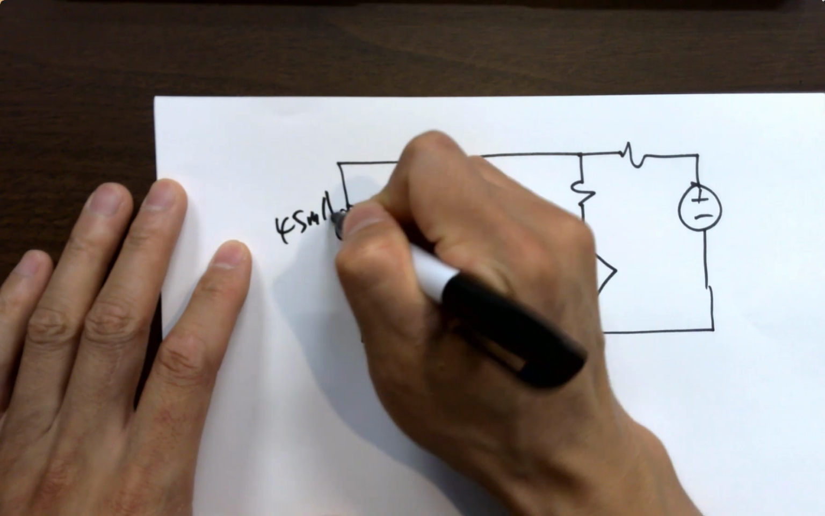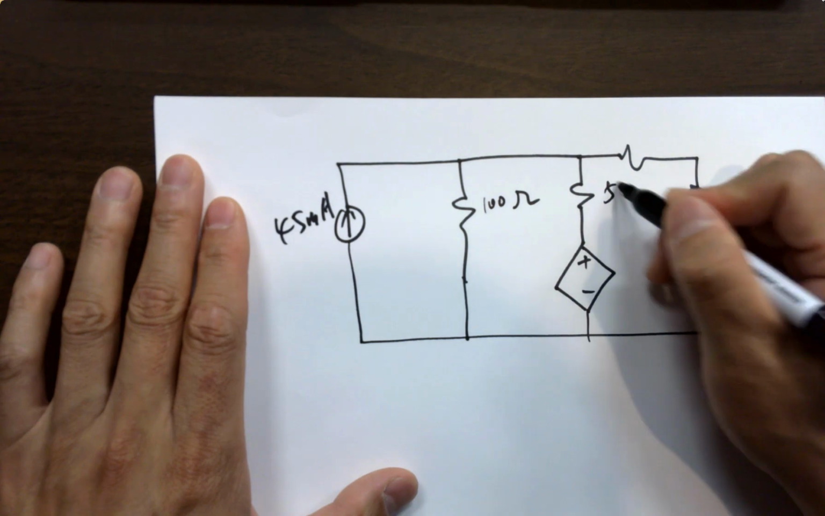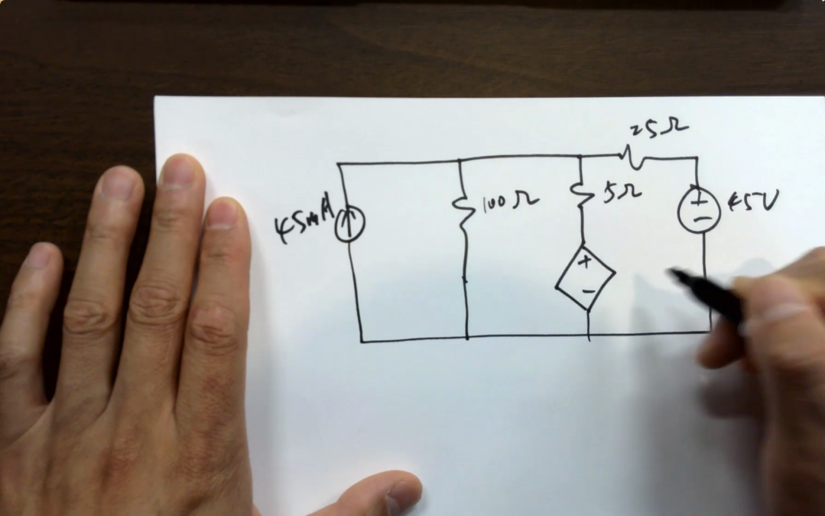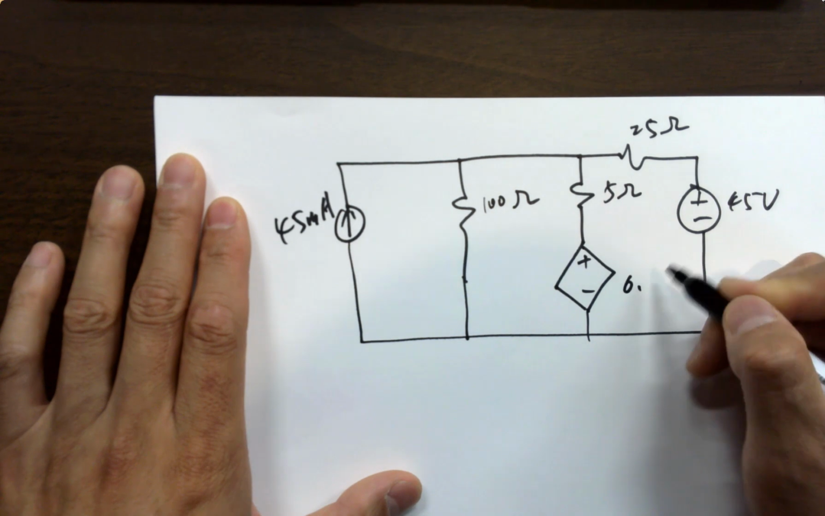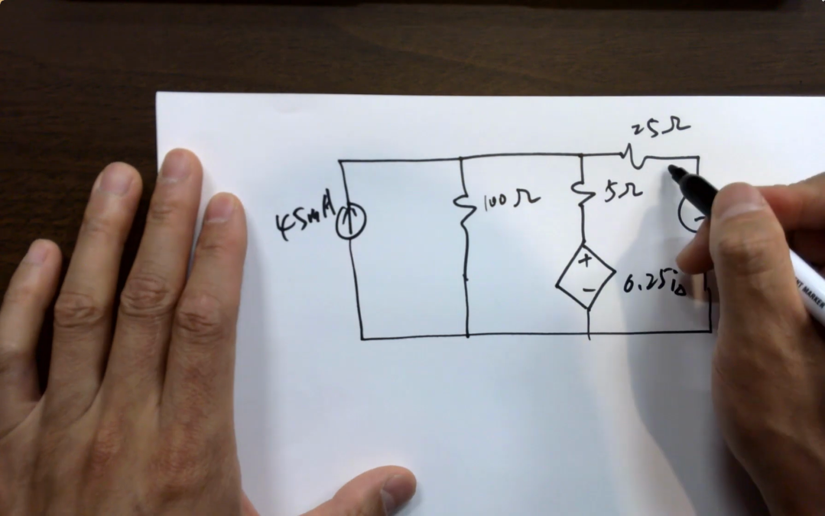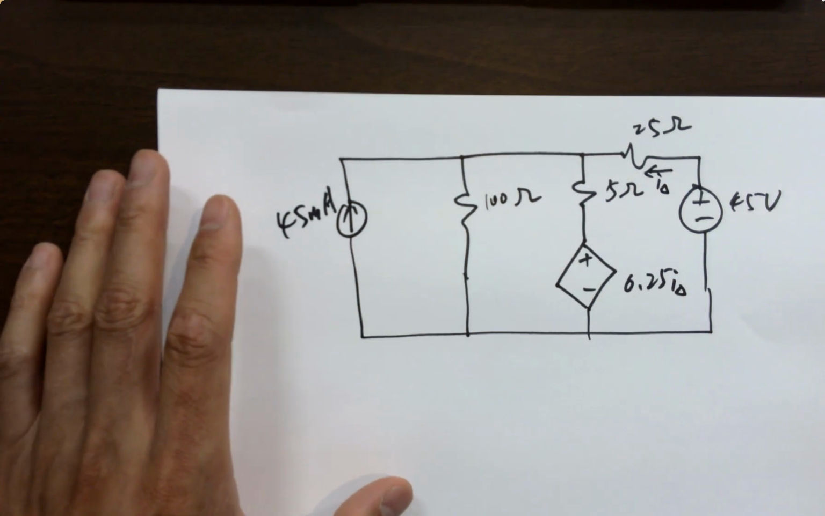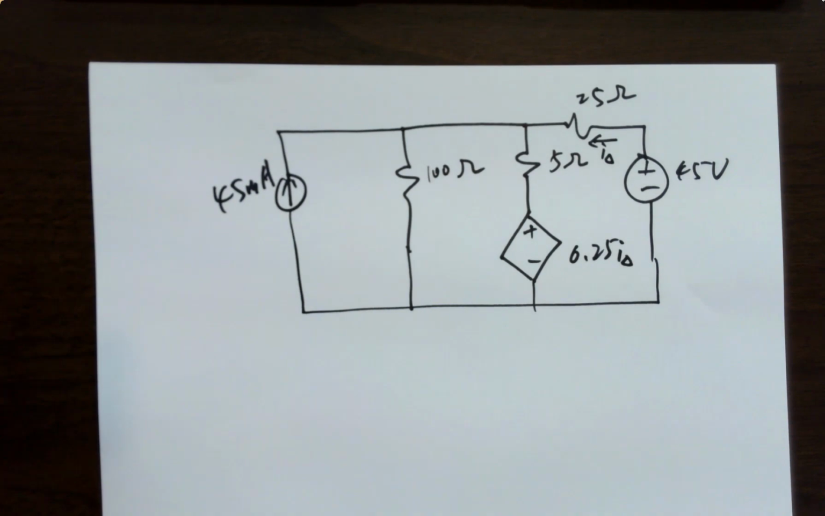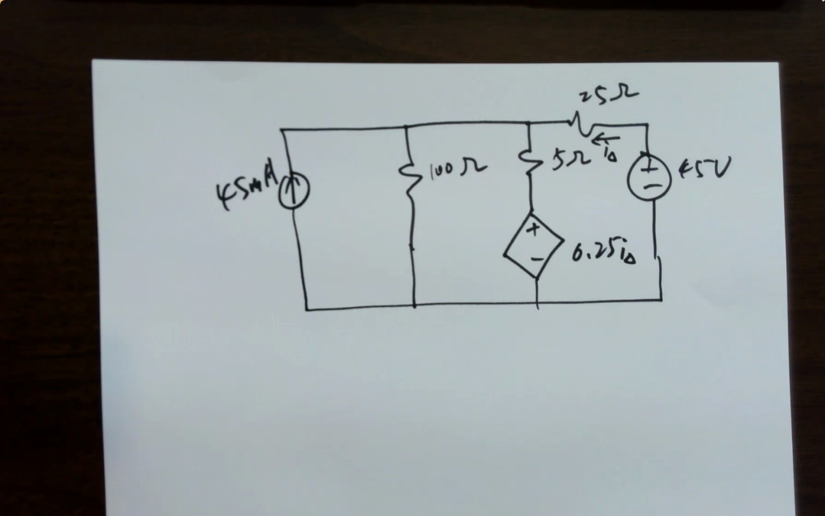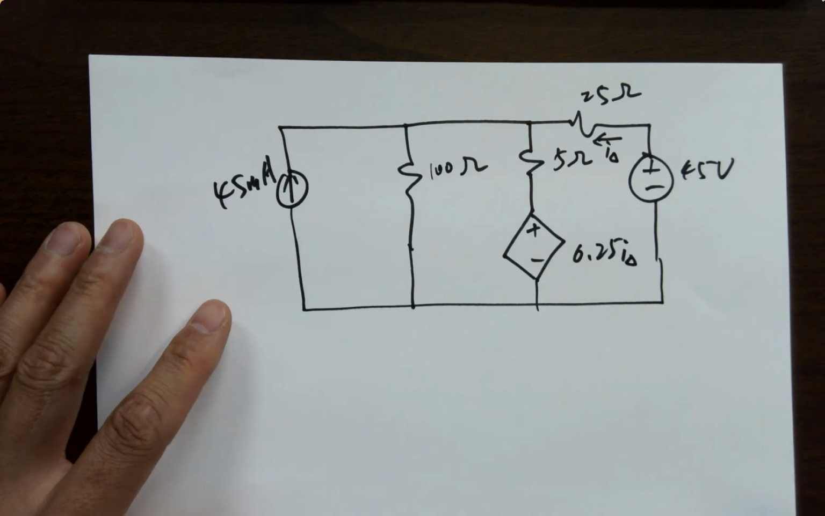For 50 milliamps, 100 ohms, 5 ohms, 25 ohms, 45 volts, 6.25 I delta. So where's I delta? This is I delta. Yeah, that's it. All right. So using node voltage method for a circuit with the dependent source. No difference, okay?